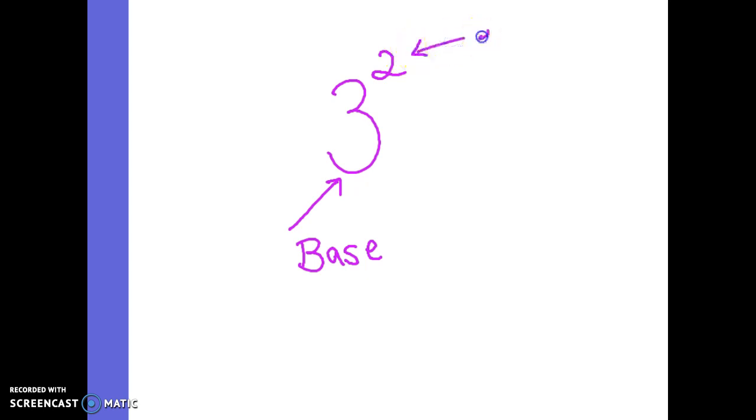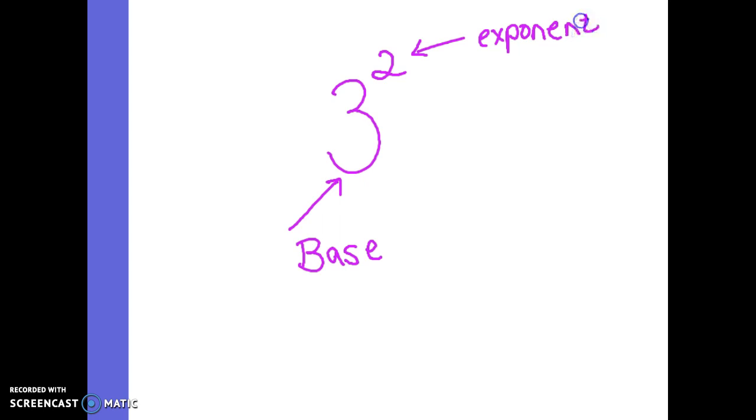Hey guys, today we're going to learn how to work with properties of exponents. Before we begin, I want to talk a little bit about an exponent. If I had the number 3 and I squared it, the 3 is called the base, and the second power is the exponent. Just a little bit of background.